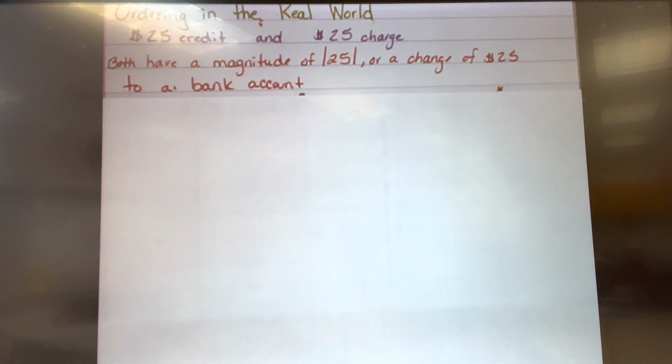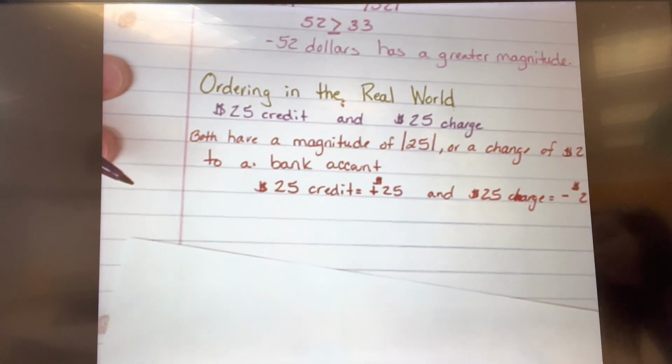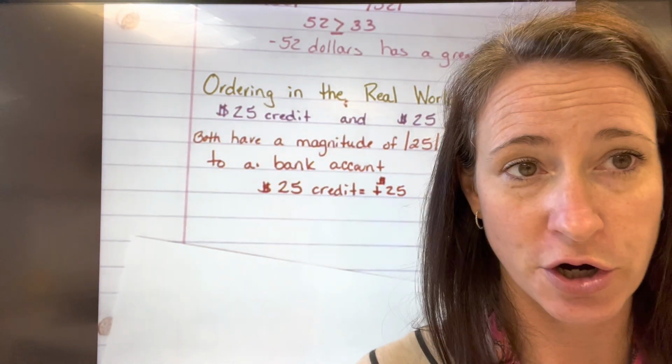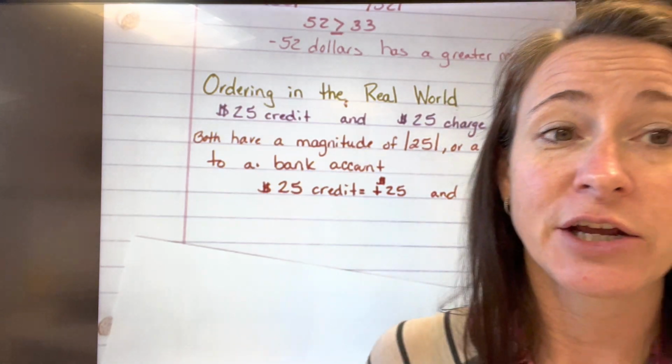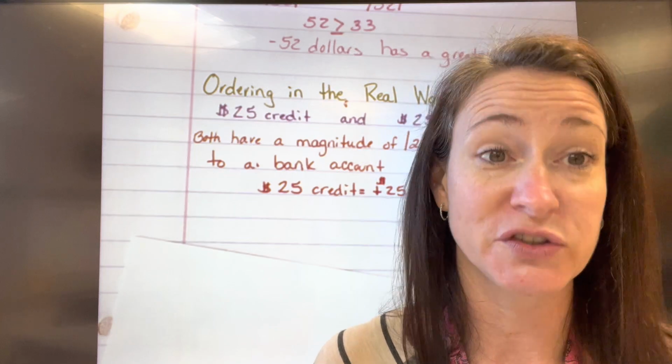So here we have ordering in the real world. So this is just a scenario. So you have a $25 credit and a $25 charge. Here's this vocabulary that you're going to see a lot when you're seeing math problems. And you have to understand what they mean to be able to solve them.